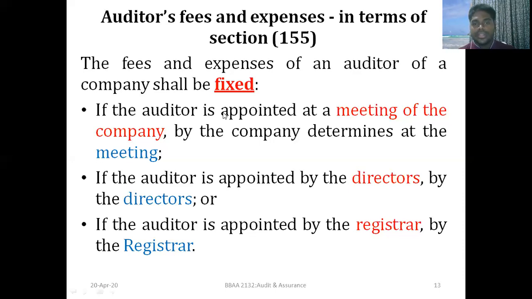In all these three situations, those people can determine the audit fee. If the auditor is appointed at the meeting of the company, the meeting can decide. If the auditor is appointed by the directors, the directors can decide. If the auditor is appointed by the registrar, the registrar can decide the fee. Generally, the meeting means the annual general meeting, where the shareholders decide how much they are going to pay the auditor. This is what relates to audit fees and expenses.